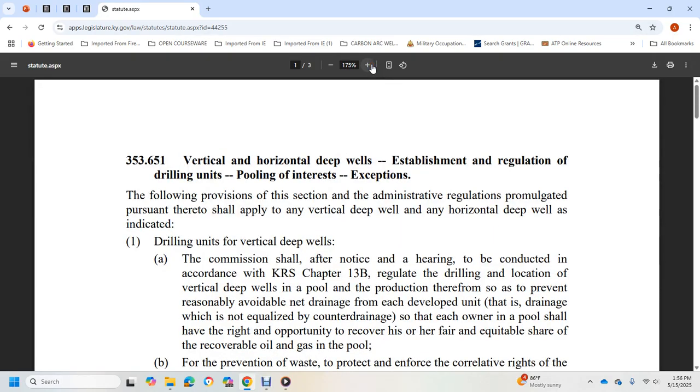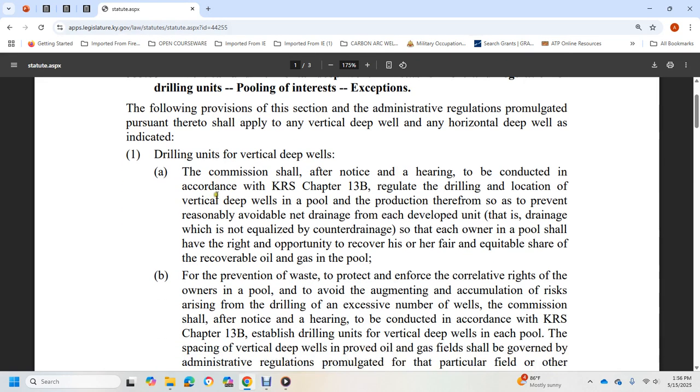Alright, 353.651, vertical and horizontal deep wells, establishing regulation of drilling units, pooling interest exemptions. Following the provisions of this section, administrative regulations promulgated shall presume that there shall be applied to a vertical deep well, a horizontal deep well, an interest drilling unit with a vertical deep well.